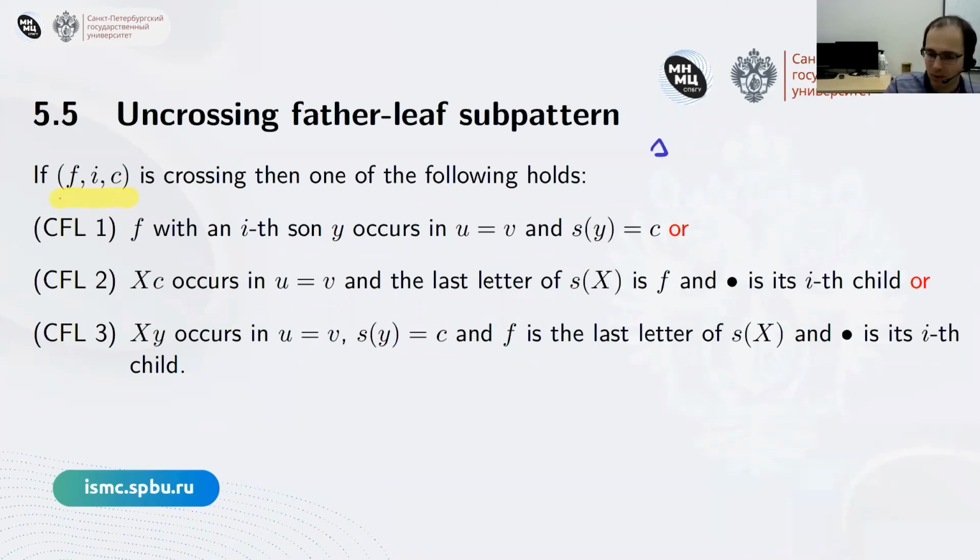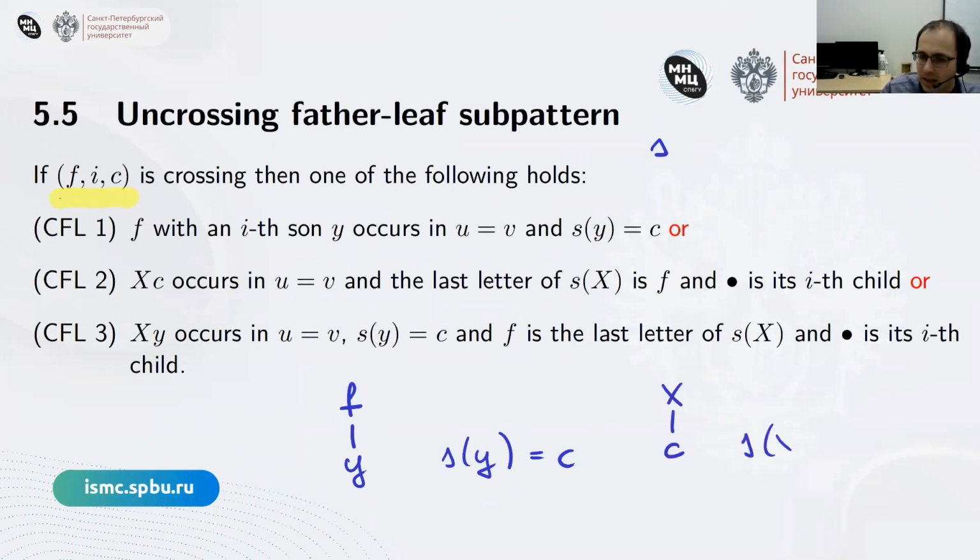It means that there is some occurrence of this subpattern FIC which spreads somehow between the variable and something outside of this variable. So it could be that in the equation there is f and it's applied on some variable y such that S on y is equal to c. The other option is that there is some variable x which is applied on c, and S on x is equal to something, and the node above has the unique parameter on which we apply c, and the father of this parameter is f, and this is the i-th child.